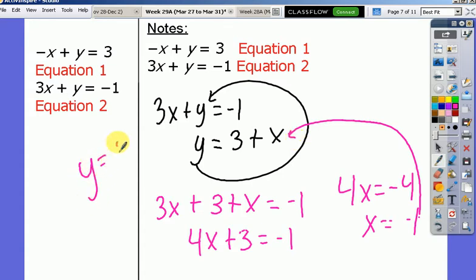Y equals 3 plus negative 1, which is positive 2. So my point is negative 1, 2. And you can plug it in and check if you want. Do you have any questions? You know how I got negative 1? You know how I got 2?